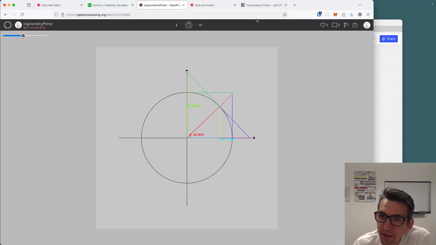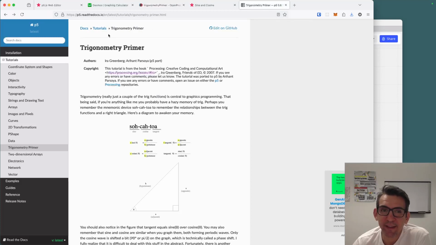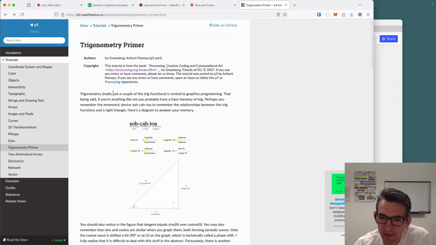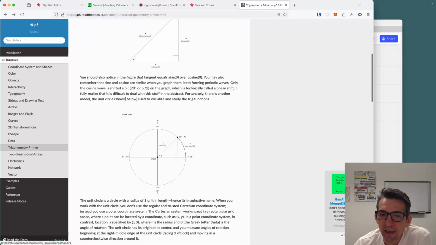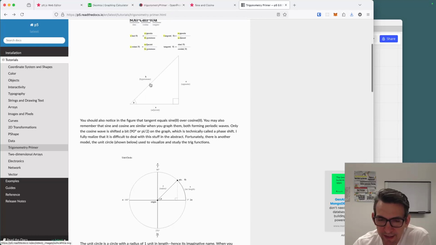All right, so there is a trigonometry primer here. It's in the P5 readthedocs.io. It's just something that I found. It's a reasonably good book. This tutorial is from a book called Processing, Creative Coding, and Computational Art by Ira Greenberg in 2007. I really like this article because I think it explains the concepts really well.